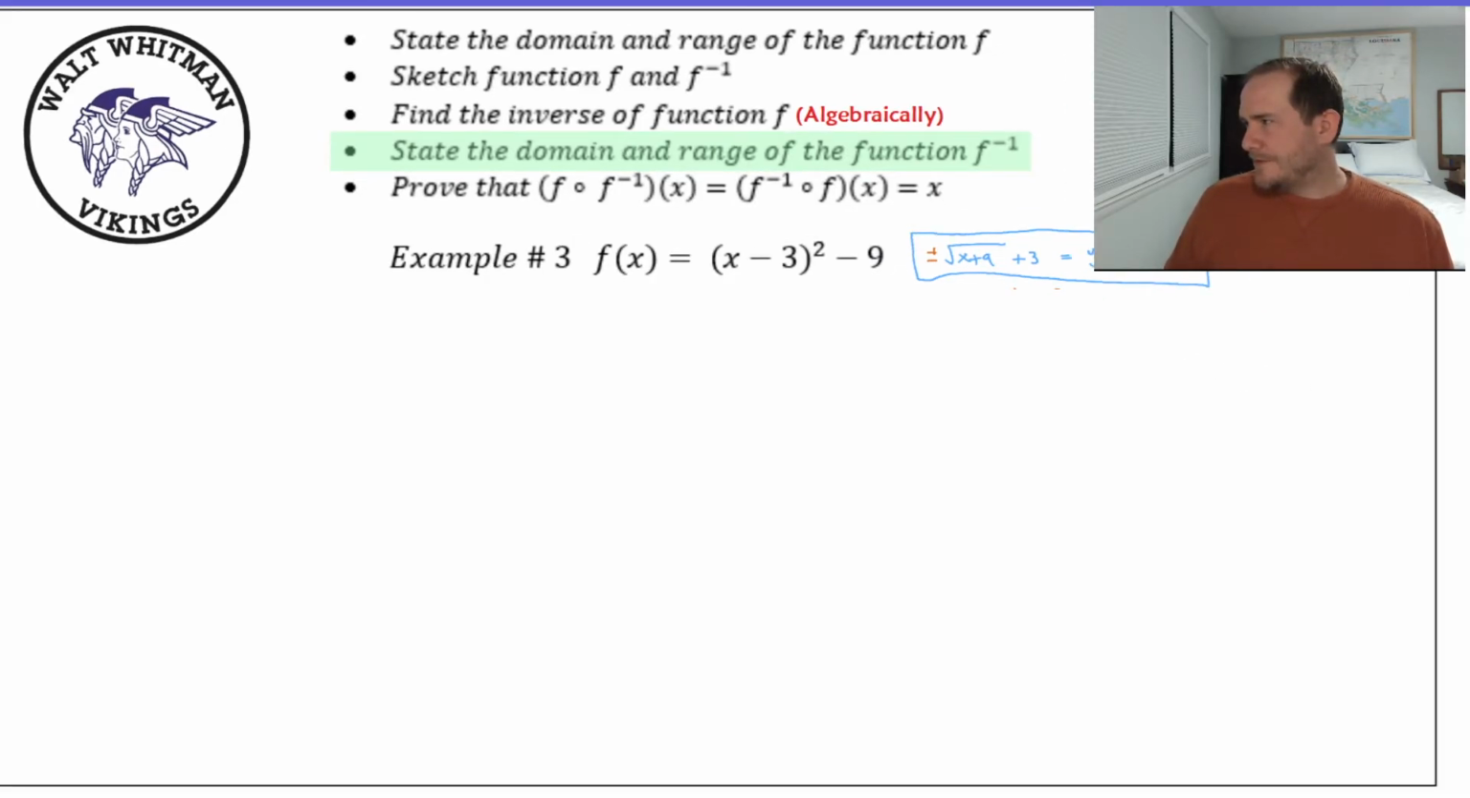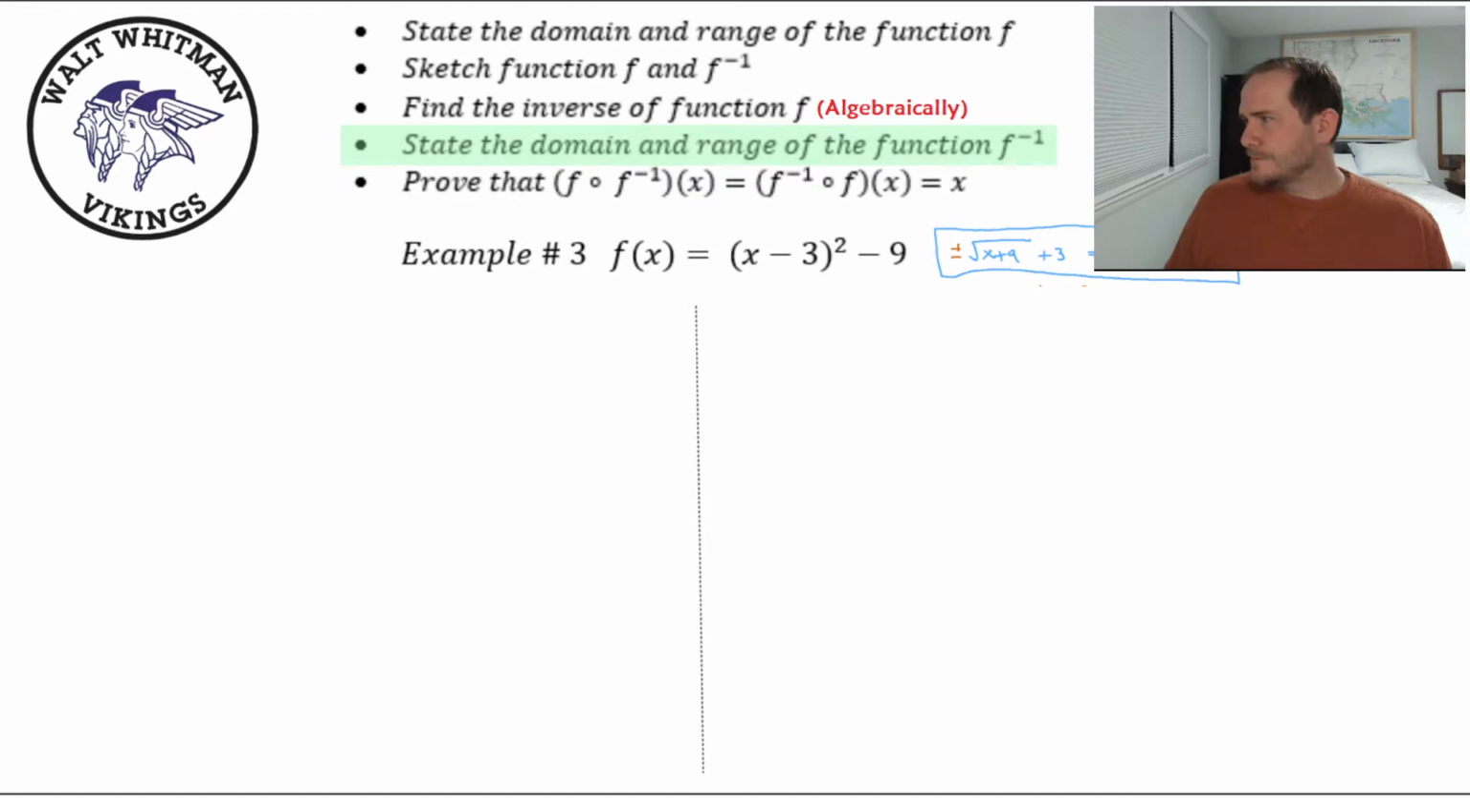So we know we have to do this composition both ways. So I'll just go ahead and put a dividing line down the middle. We'll do one over here, one over here. Why not do f composed with f inverse? We'll do that first.